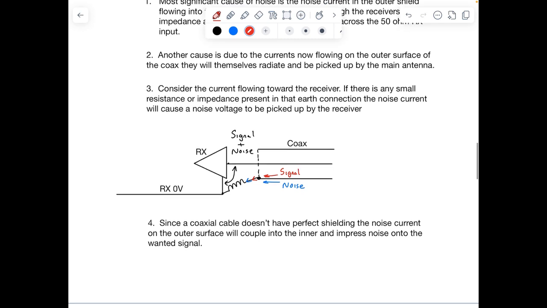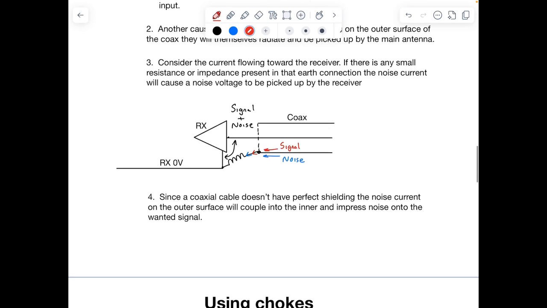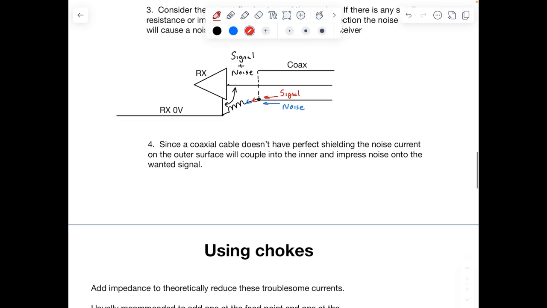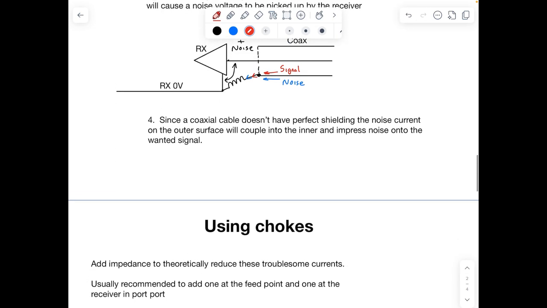I don't want to finish there. I've got a couple of points that I want to mention, mainly about using chokes, because chokes are the usual method of preventing, limiting or reducing the amount of noise pickup. But I think there are some important points that are worth mentioning with chokes.